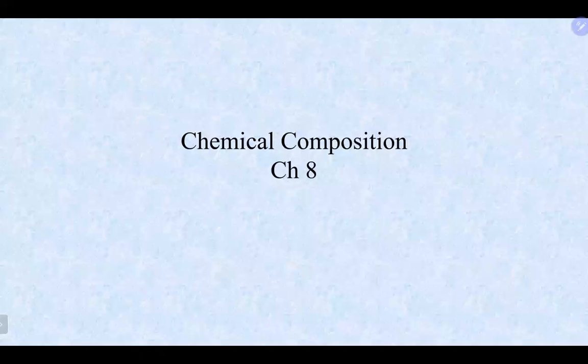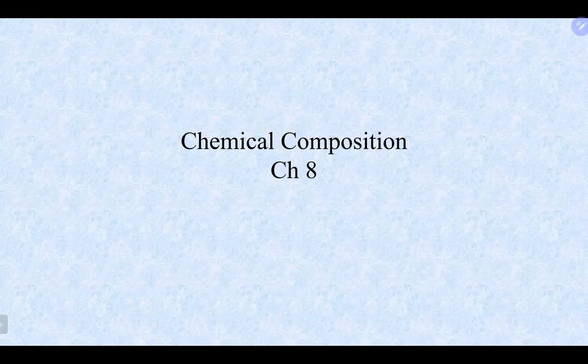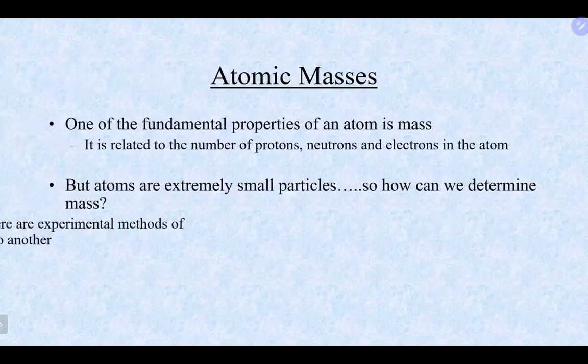So in chapter 8, we're going to talk about chemical composition. We're going to talk about atomic mass, molar mass, and Avogadro's number. We'll also talk about calculating molecular and empirical formulas. So let us get into it. First off, we're going to talk about atomic mass.